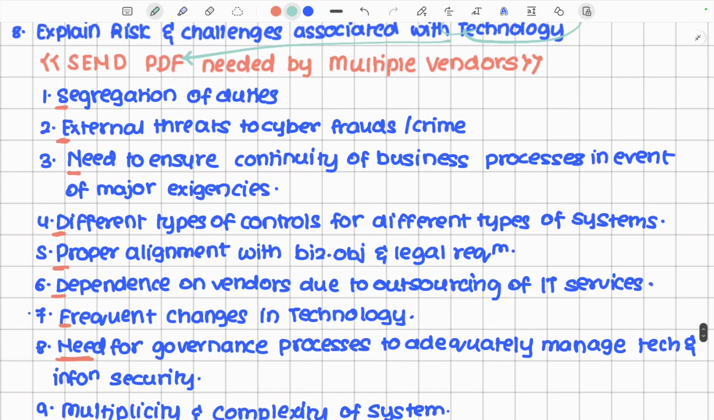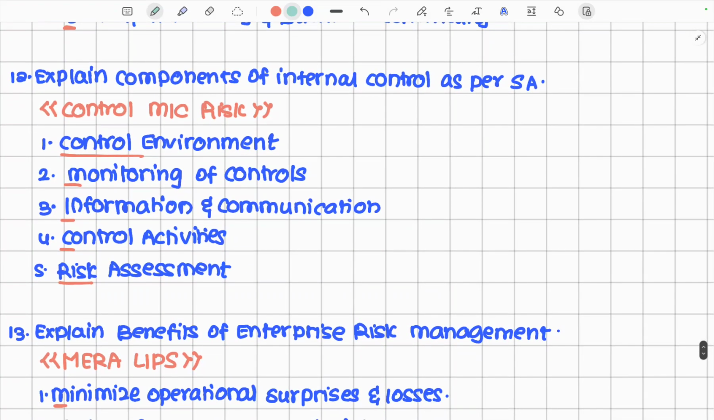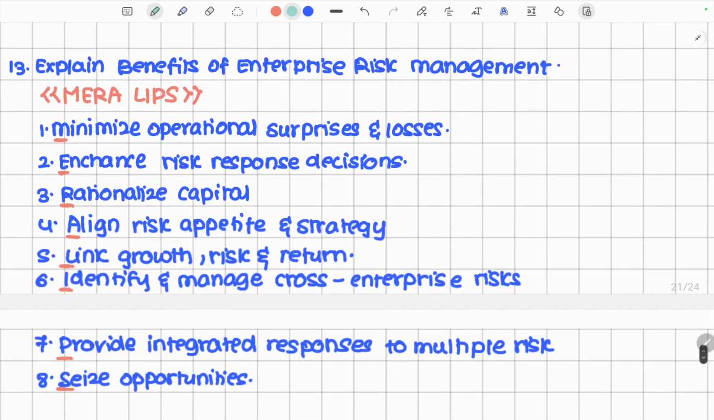And the same case with the 8th answer. Now comes: explain components of internal control as per essay. So what should an internal control be? Controlling the risk. That is control environment, monitoring of controls, information and communication, control activities and risk assessment.